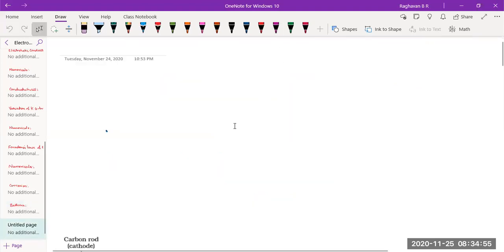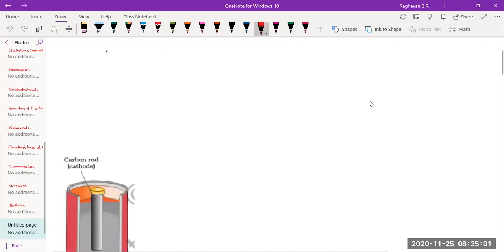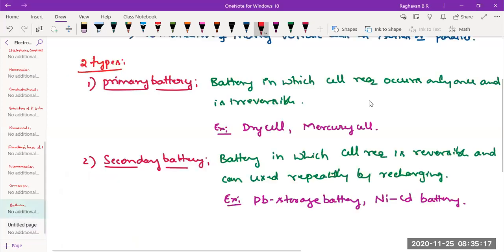Yes. When it comes to the dry cell, first example, primary battery. Sir, could you go back to the secondary battery definition? Yes, I'll go. Yes, sir. Thank you, sir.